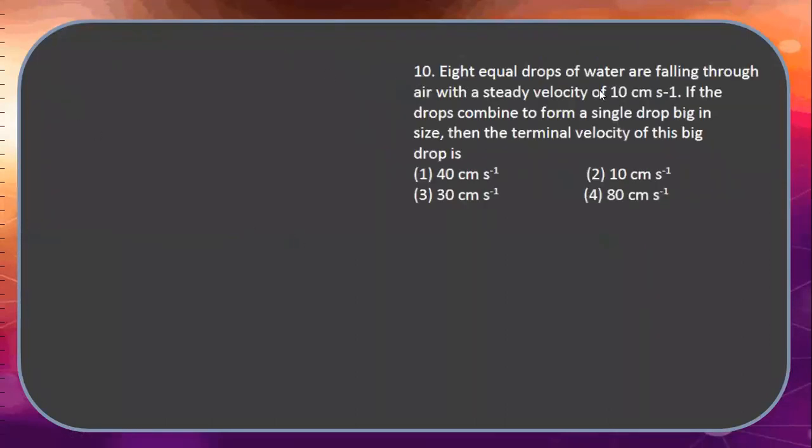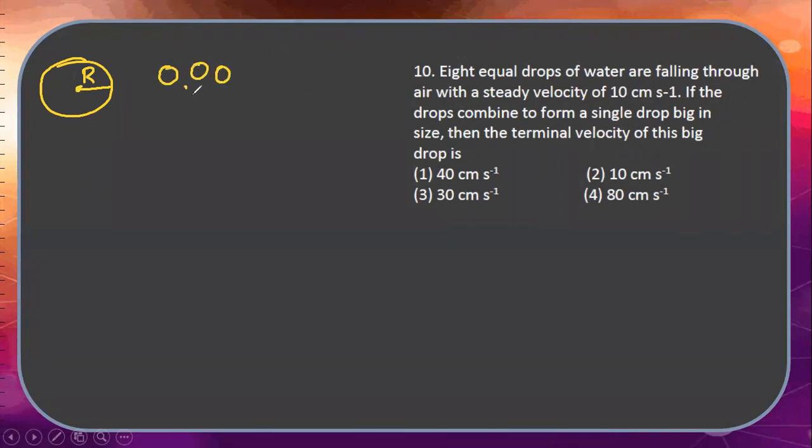8 water drops are falling through air with a steady velocity of 10 centimeters per second. If the drops combine to form a single big drop, then the terminal velocity of the big drop is? First, we'll take what is the given data. A single big drop of radius capital R splits into 8 identical drops.